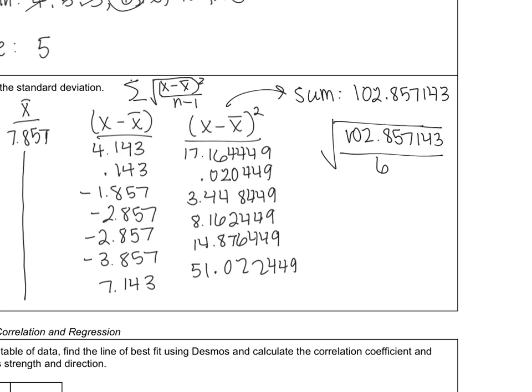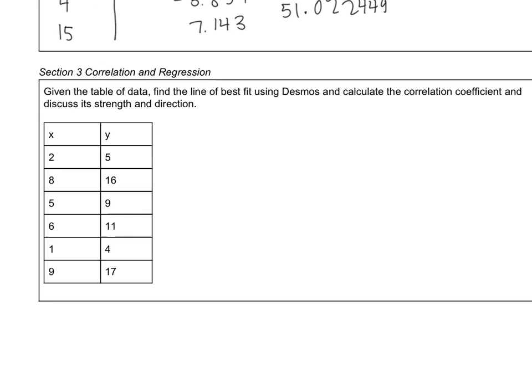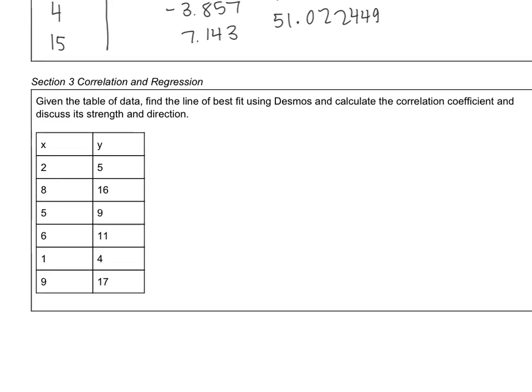So in a calculator, I do the division, we take the square root, and we get a standard deviation of 4.14. Okay. When you get to the final answer, you are allowed to only write 2 decimal places. The final answer for standard deviation, it's perfectly okay to leave it as 2 decimal places. Okay. So last thing, section 3, correlation and regression.